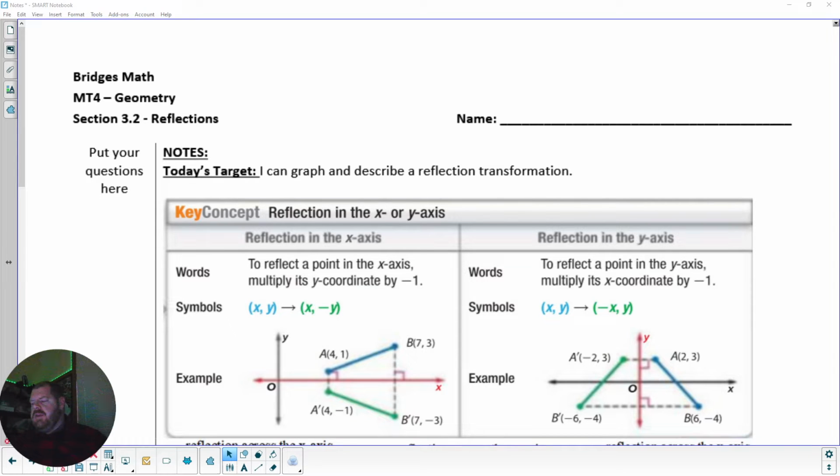Hello and welcome to the section 3.2 lecture today for our Bridges Geometry class. Today we're going to go ahead and start looking at some more transformations in the coordinate plane. Everything we're really working with here has to do with points being moved. And today we're going to talk about reflections.